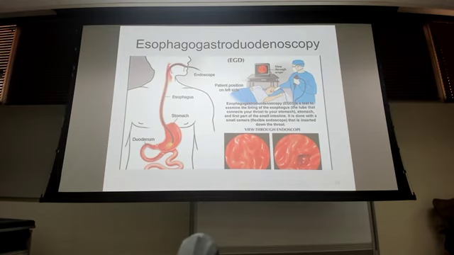Here's an explanation, if you want to say the word on top, go right ahead. I do not. It's EGD to me. But basically, the name of the test shows you where you're looking, right? Esophagus, stomach, which is the gastro, and then duodenum, the upper part of the small intestine. EGD, top to bottom, right?